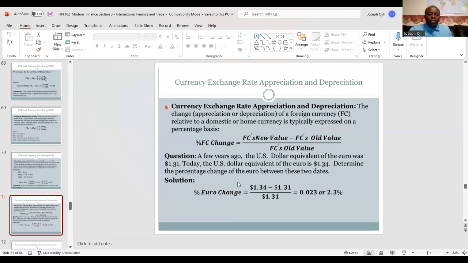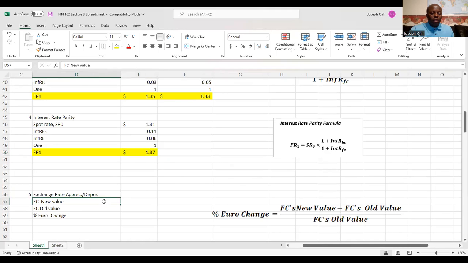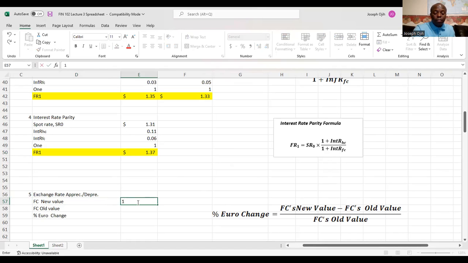So let's say the amount that was sold is in the future today is $1.34. But it was originally a year ago $1.31. So let's go and put it and then calculate the change. Okay, so I'm gonna put it here.